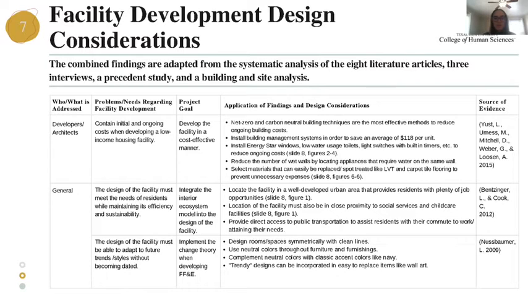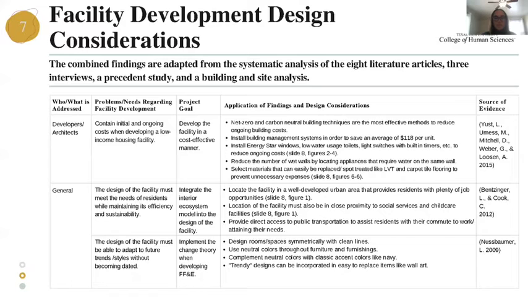In order to develop the facility in a cost-effective manner, it would be beneficial to implement net zero and carbon neutral building techniques within the design of the facility. Installing building management systems, Energy Star windows, low water usage toilets, and light switches with built-in timers would also increase the cost effectiveness of the facility. Reducing the number of wet walls by locating appliances that require water on one wall and selecting materials that can easily be spot treated like carpet tiles would also help reduce ongoing costs.